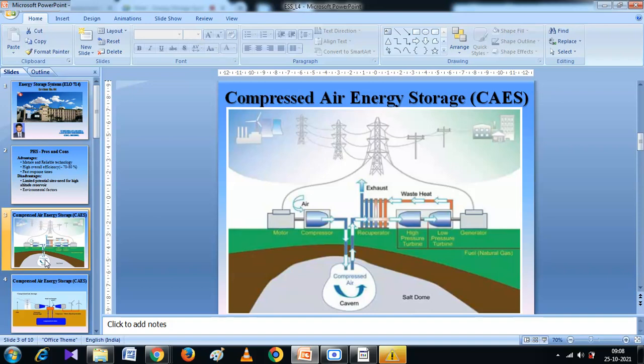Ritesh Kumar, can you tell me why we use an energy storage system? To store electricity, sir. To store electrical energy, and we have to supply that electrical energy on peak demand. So here we use a compressed air energy storage system. What do we do in this topology?